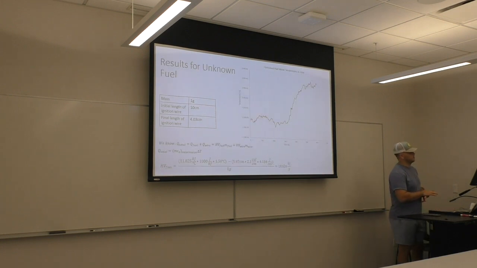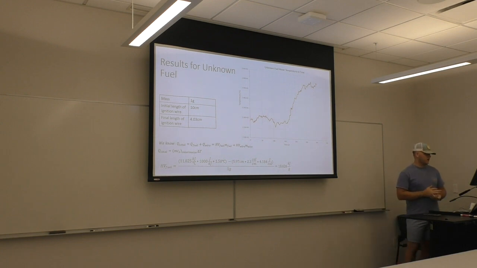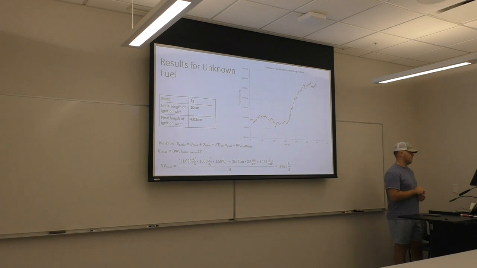So here we have the results for our unknown fuel, which is a Skittle gummy. So the mass of that was 1 gram. We weighed that on the scale. We have the initial length of the ignition wire, which is 10 centimeters. Again, we have the final length, which is 4.03 centimeters. And we want to find the heating value of the unknown fuel.